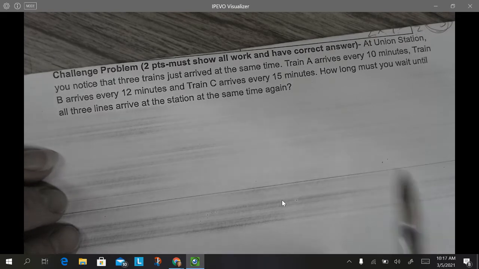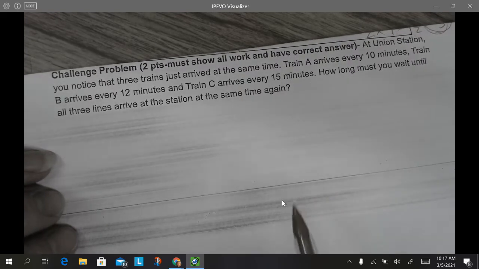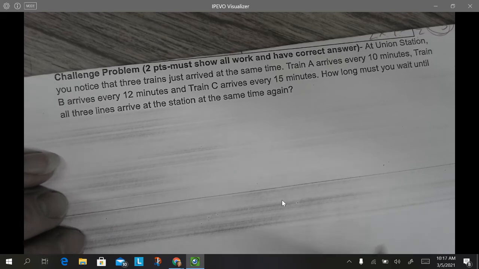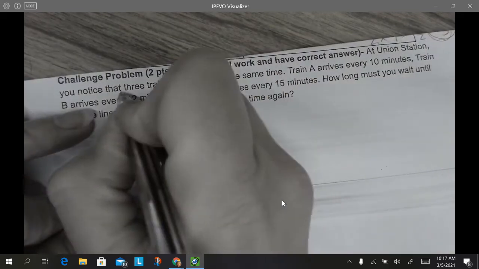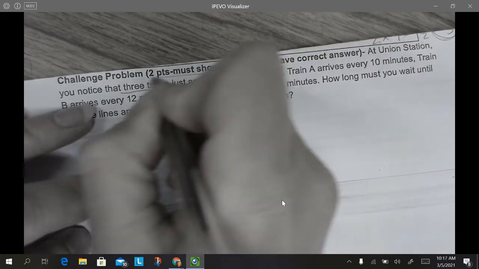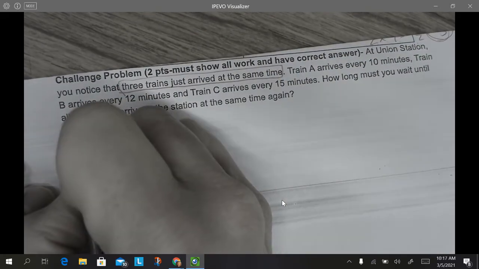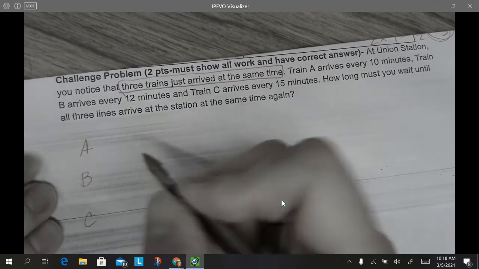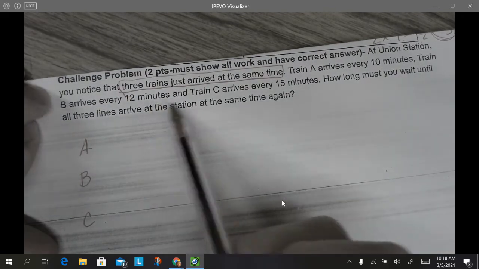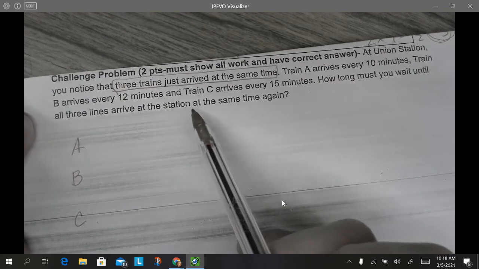So just try to find this one with the train. Okay, this is the challenge problem with the train. It says at Union Station, you notice that 3 trains just arrived at the same time. So I'm underlining exactly what they tell me. I have one train, we'll call it train A, another train that's train B, and another train that's train C. Let's see what information they give us.